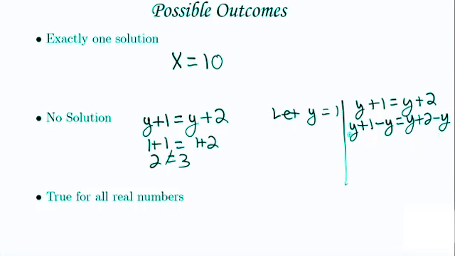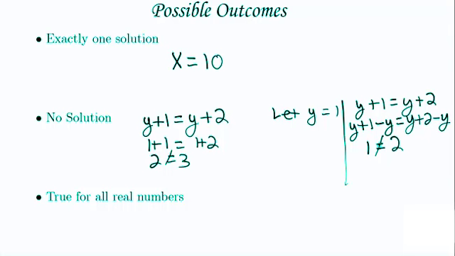Then what happens is my y's drop out. Y minus y is 0, so I have 1 equals, and then on the right side the same thing happens. Y minus y equals 0, so I have 1 equals 2. Since 1 does not equal 2, this equation is not true. So I would say that for this equation there is no solution.